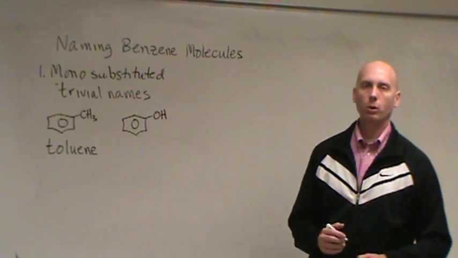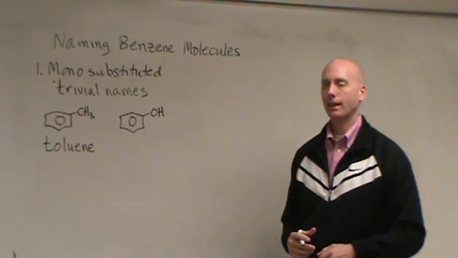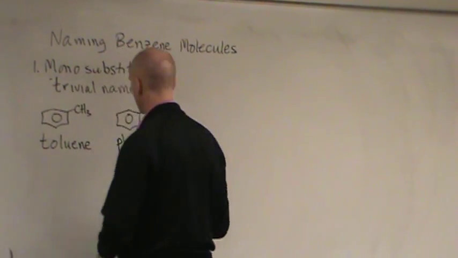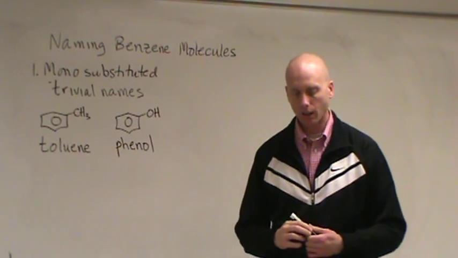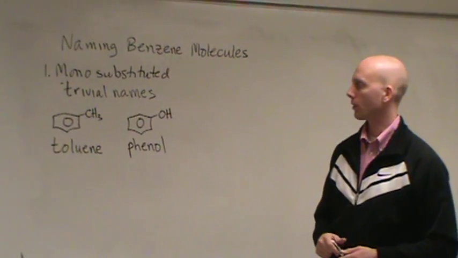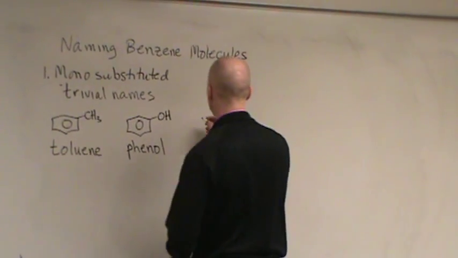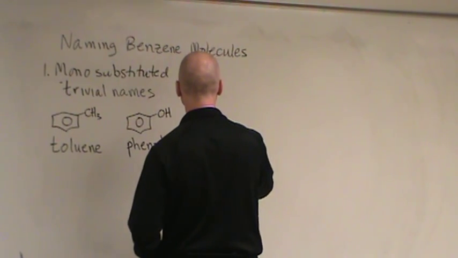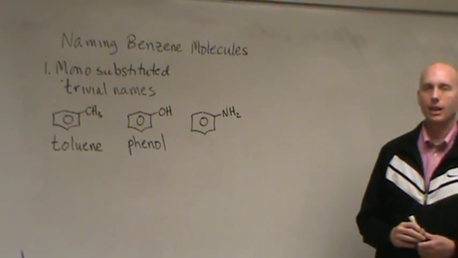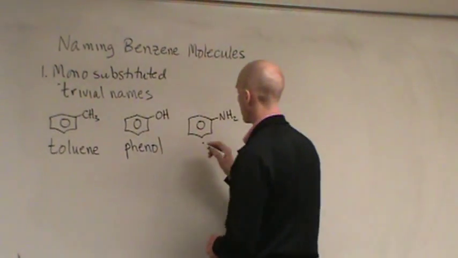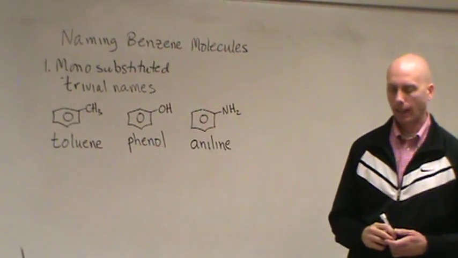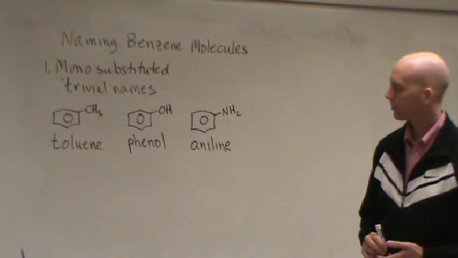Here's another important one where we have the OH, so we have an aromatic alcohol. This one here is what's called phenol. Phenol, okay, alcohols generally end with OL, so that's a tip off there. If we have an NH2 on the benzene, this is what's called aniline. Aniline.